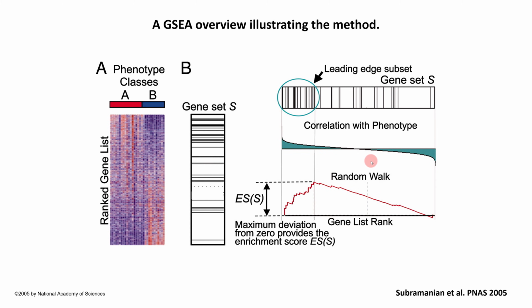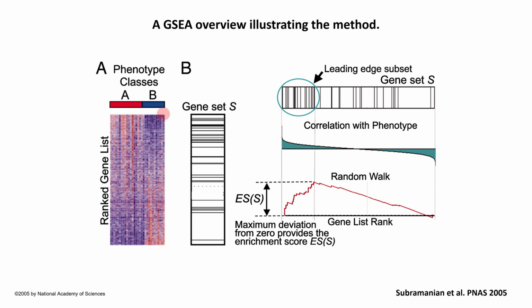So this is the first figure from that paper from 2005, and it illustrates how the method works. So here we have your data set. A would be your experimental and B would be your control. And you have essentially quantitative data from your experimental and control. So these could be expression, it could be count data, it could be t-tests, so something quantitative.